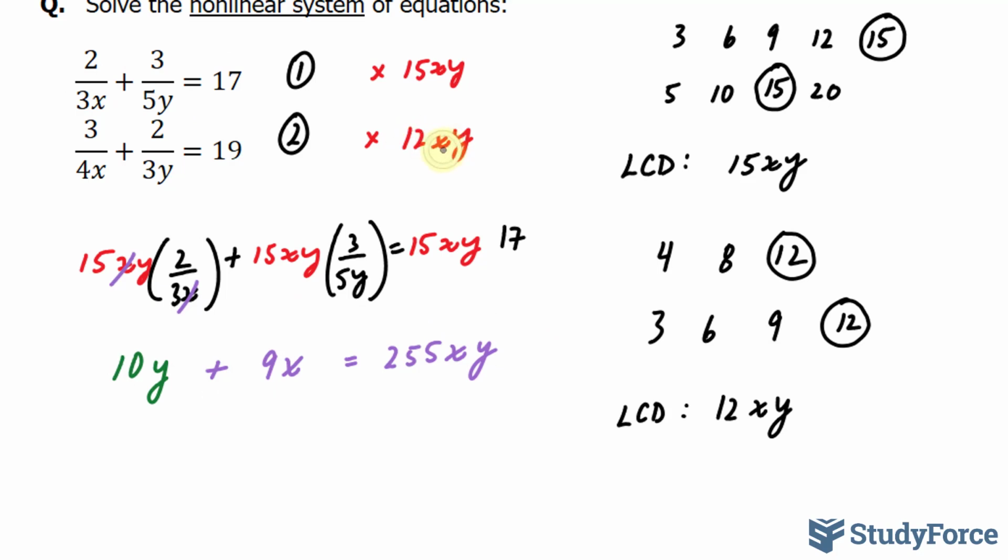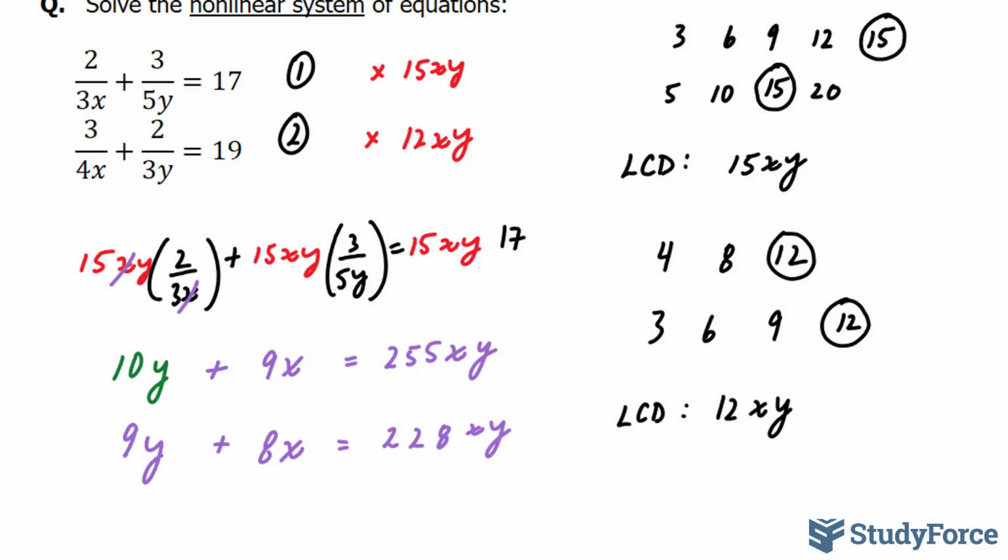Let's multiply 12xy to 3 over 4x. 12xy times 3 is 36. Divided by 4x gives us 9y. 12xy times 2 is 24xy. Divided by 3y gives us 8x. And 12xy times 19 gives us 228xy.